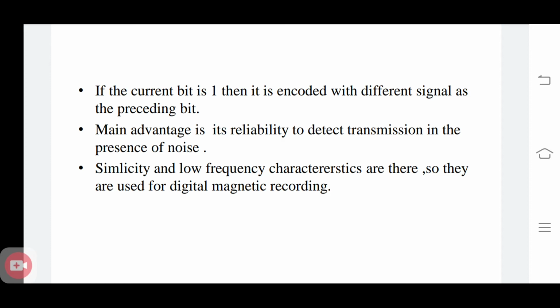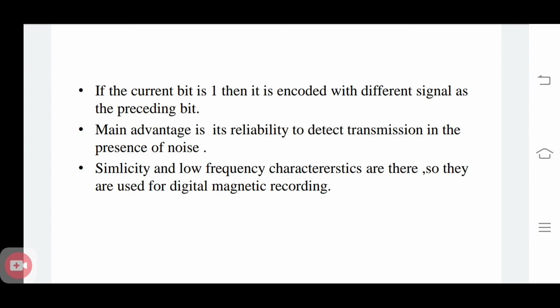And we can choose another variation of this non-return to zero, that is NRZ-L, in which a positive voltage is used to represent binary 0 and a negative voltage is used for binary 1. We have another variation, that is NRZI, in which a transition from low to high or from high to low represents a binary 1. If there is no transition, it represents 0.